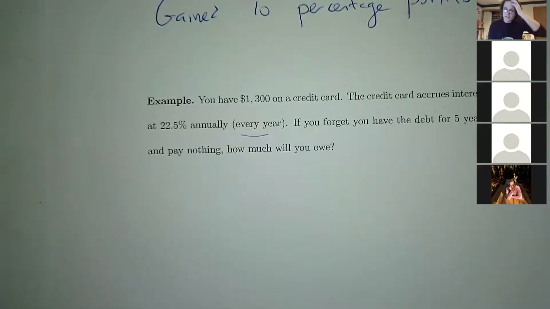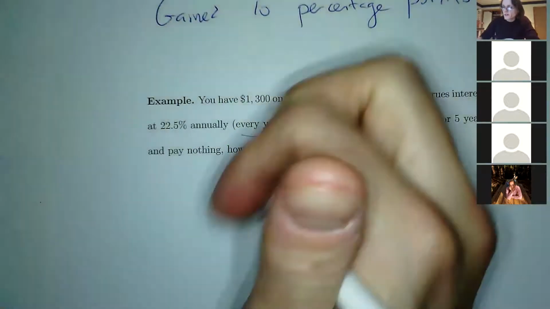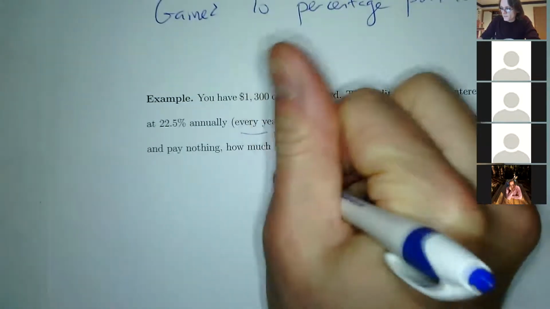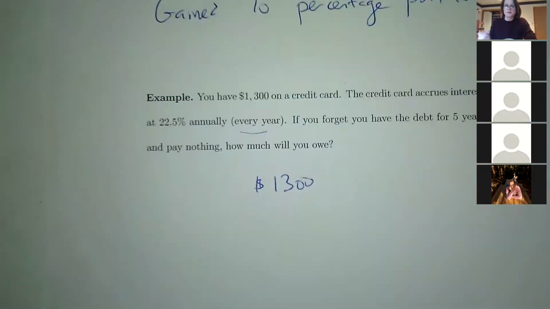All right, so the idea is that you start with 1,300. 1,300 is my starting value. And every year I gain this 22.5% interest on my value. So what we're going to do is make a little table and see how much we owe at the end. I guess I should make a kind of line.